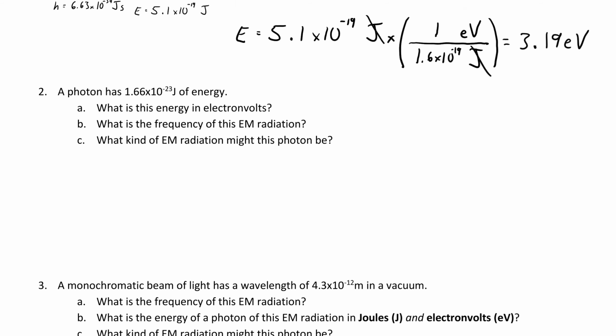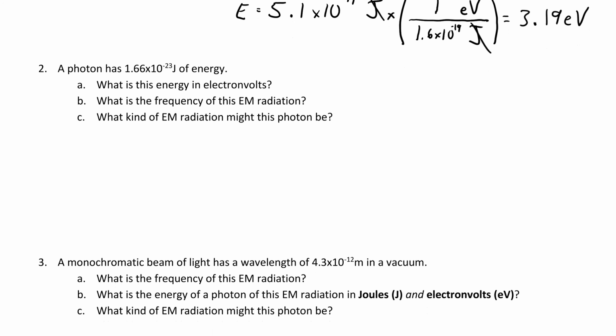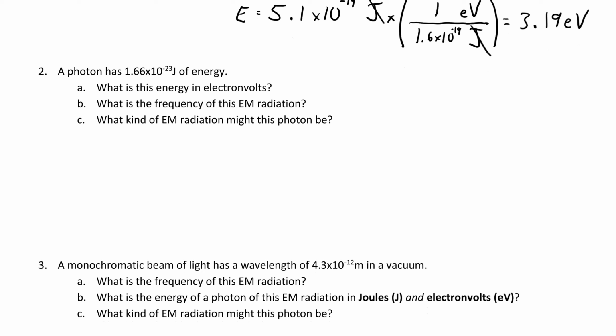All right, number 2. Now they're telling you the amount of energy. A photon has 1.66 times 10 to the negative 23 joules of energy. See, that's a very tiny amount of joules. Part A says, put that in electron volts, please. So you write the number down, its units, and then you just multiply by your conversion factor so that the units cancel out. The joules go on the bottom because the joules were on the top before.